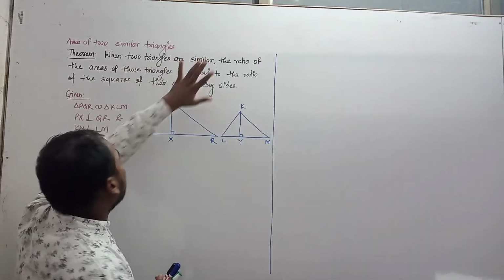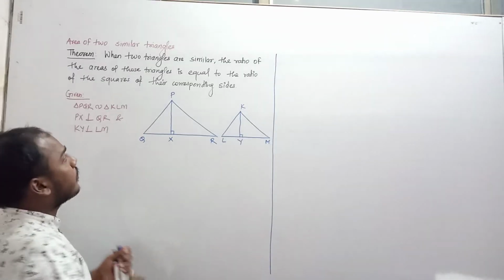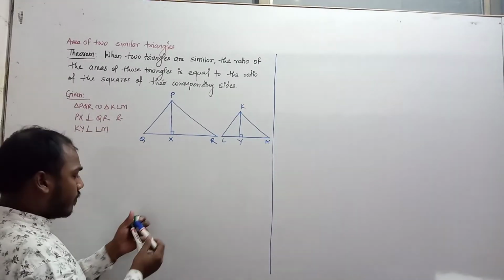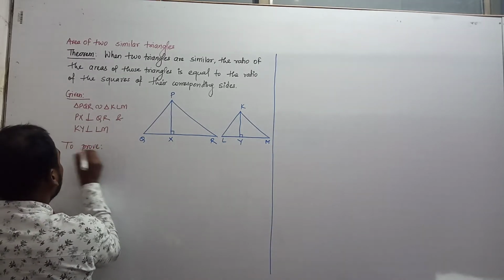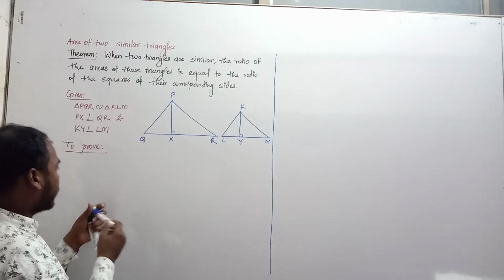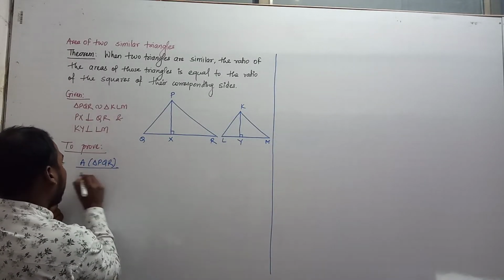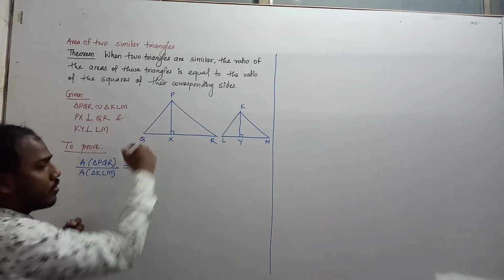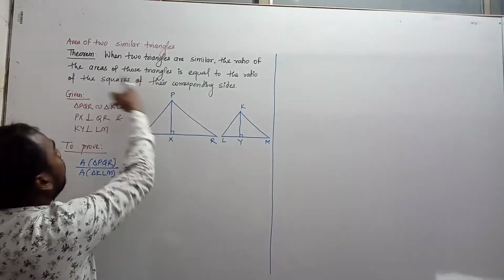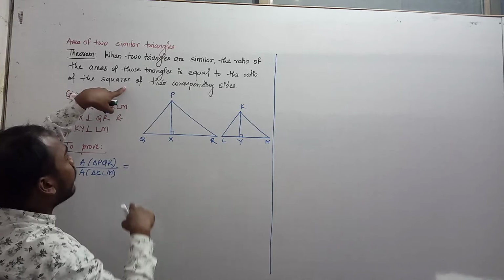Now the statement says that when two triangles are similar, the ratio of the areas of these two triangles is equal to something. So we go to the proof part. They have given the area ratio, so I will write area of triangle PQR over area of triangle KLM. The ratio of the areas of the triangles is equal to the ratio of the squares of their corresponding sides.